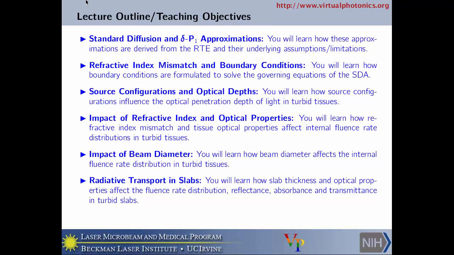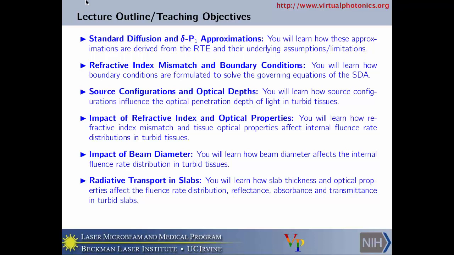Because ultimately in therapy, you're interested in whether you can achieve a therapeutic light dose at a particular depth, and you want to understand how optical properties and your source configuration may affect that depth. So we'll then look at the impact of refractive index mismatch as well as optical properties on these fluence rate profiles and these depths.